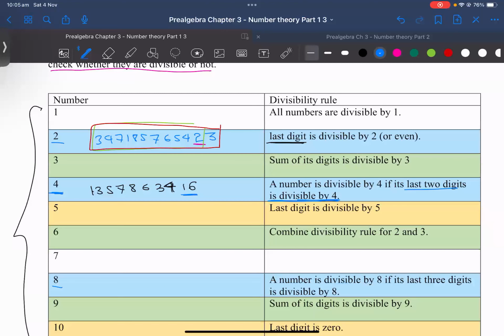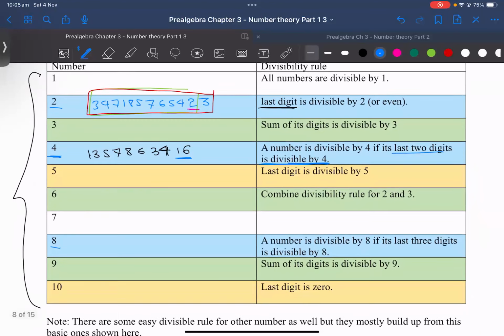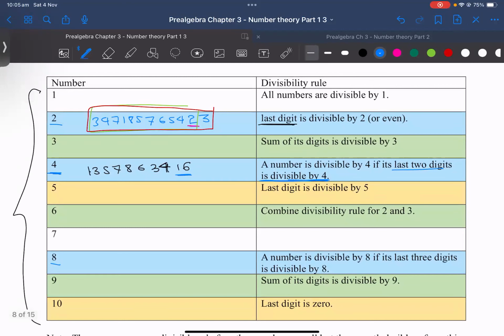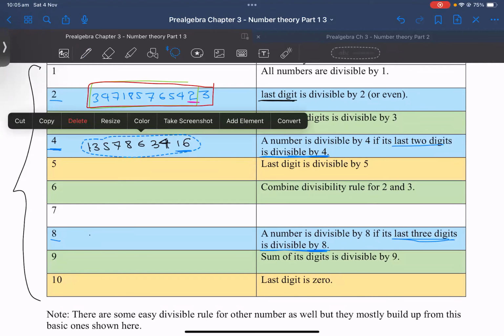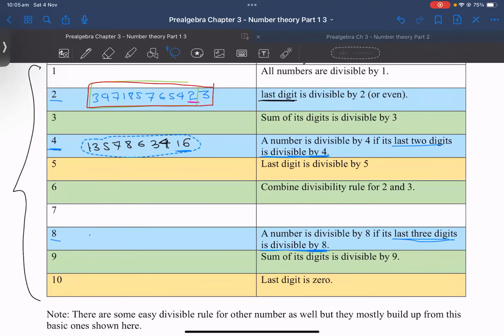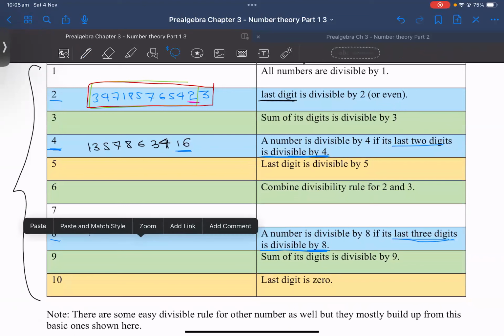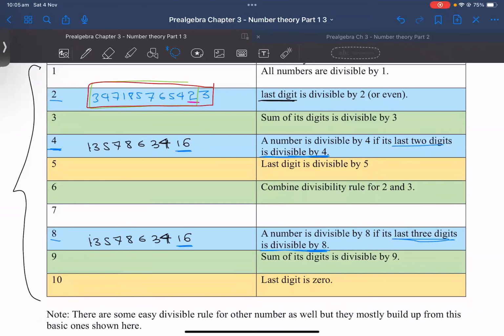We'll go to 8 next. To see if the number is divisible by 8, we check the last 3 digits, instead of 2, for divisibility by 8. Here you might need to do long division, but it's still a lot easier than doing the big numbers. So let's just use this number again. If I give you the same number, I want you to check if it's divisible by 8. You can, because 8 times 2 is 16.